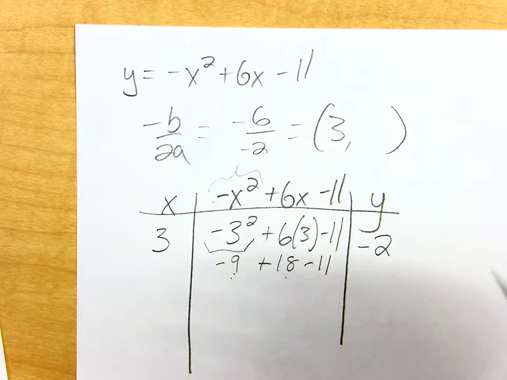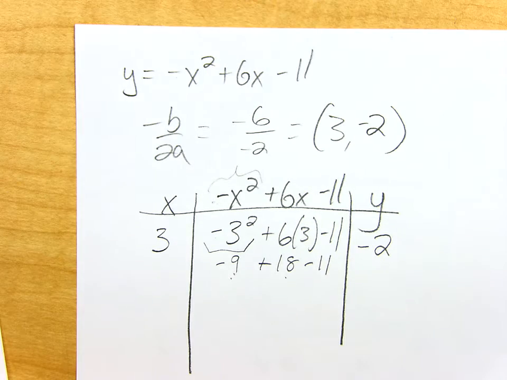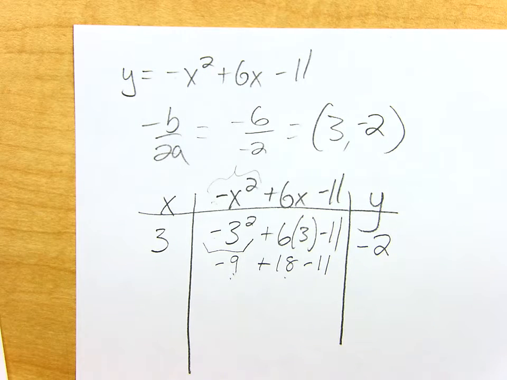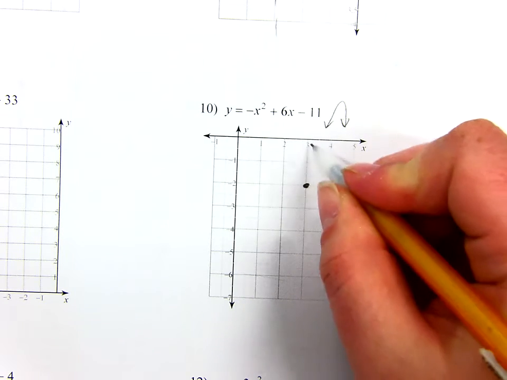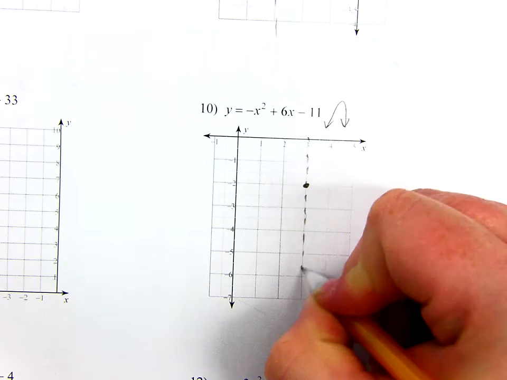Now I know where the vertex is. It's at 3, negative 2. So I'm going to go ahead and plot that on my graph. 3, negative 2, there it is. Go ahead and put your axis of symmetry right through it.